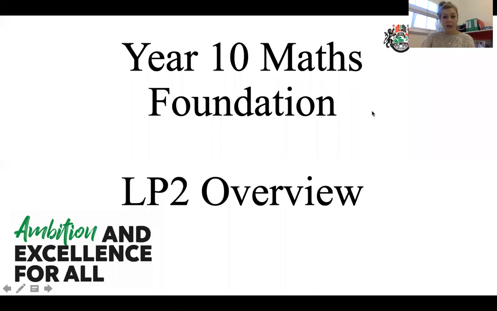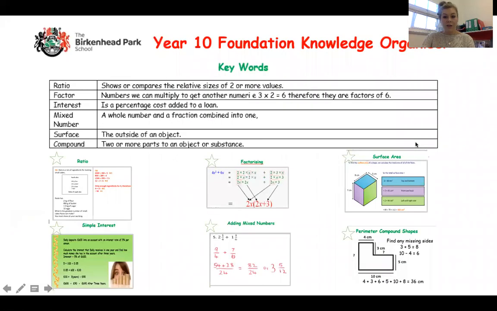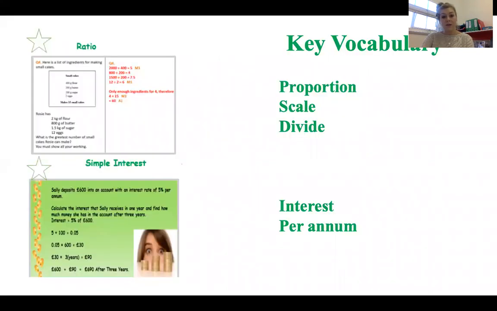So let's start today by looking at the first knowledge organiser. I've identified 6 topics on this one. We've got ratio, simple interest, factorising, adding mixed numbers, surface area, and perimeter of compound shapes. So what I'll do is break those down into each individual topic, go over some of the core concepts and key vocabulary, and then we'll recap on the skills that you need to know within each of those topics.